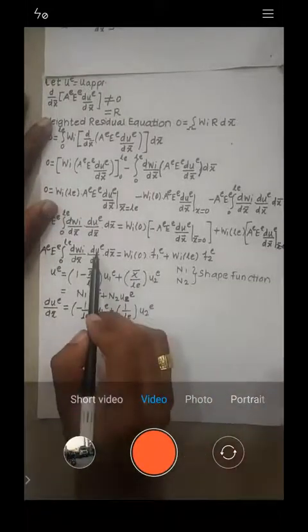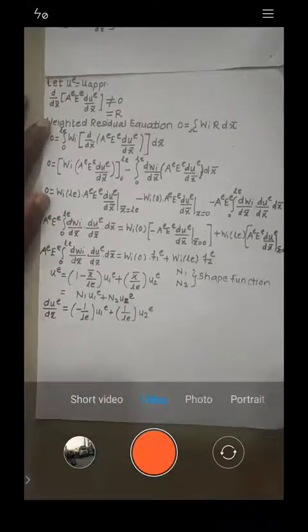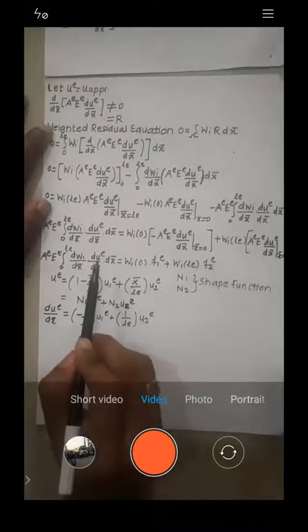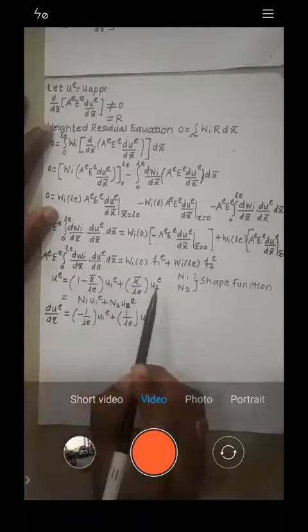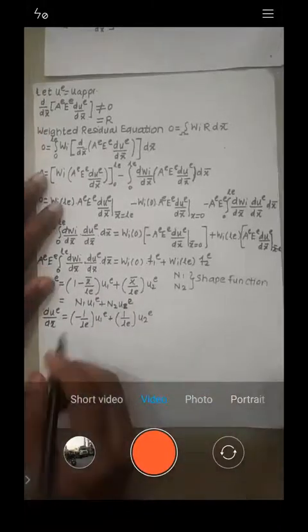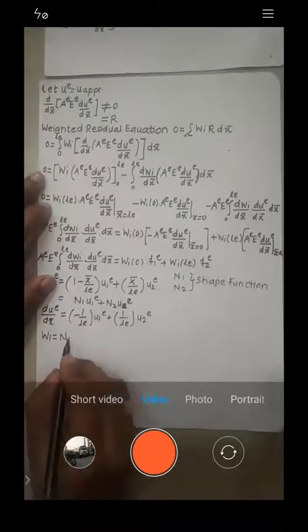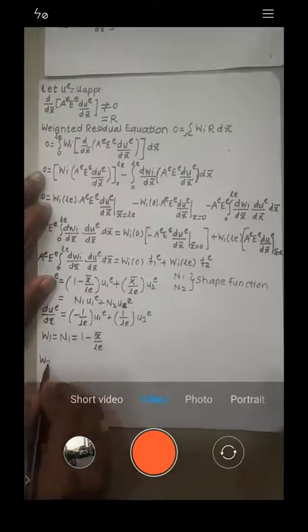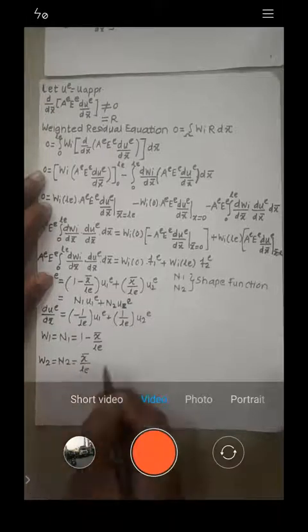Why do you require the derivative of u? For calculating the derivative of u, you required u, so we have written this value of u, and then we have taken its derivative. Next, we require weight functions. Here, weight functions are equal to shape functions. Try to understand. W1 is equal to N1, and what is N1? 1 minus x bar by LE. Similarly, W2 is equal to N2, that is x bar by LE. Weight functions are equal to shape functions here.